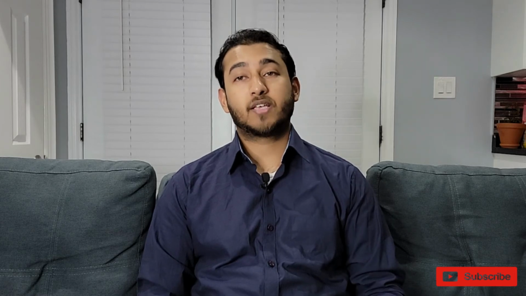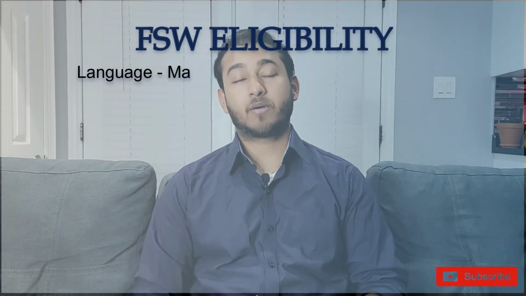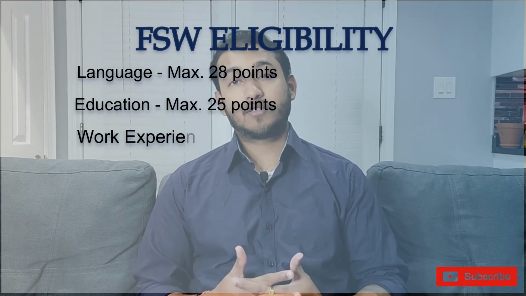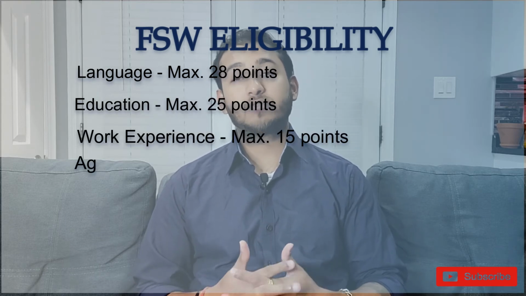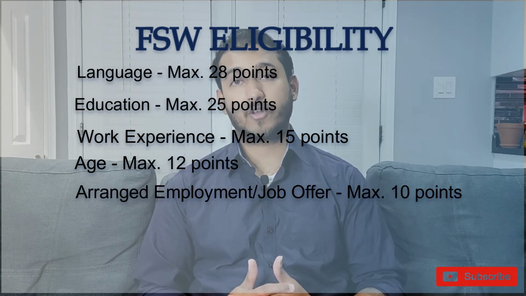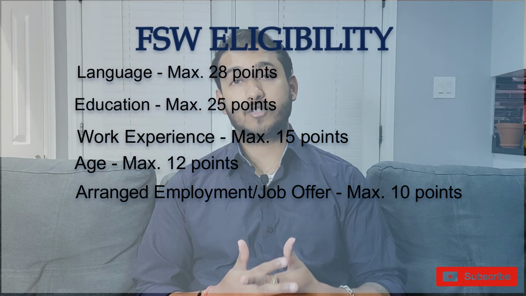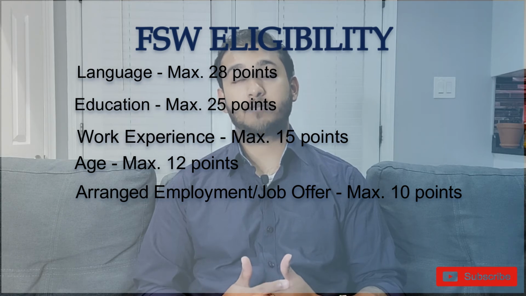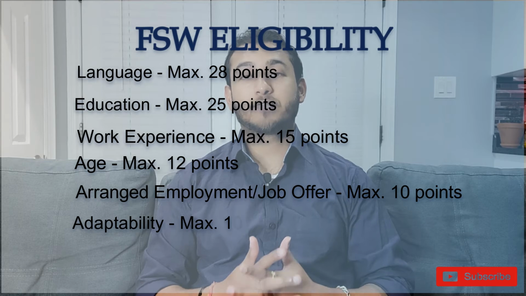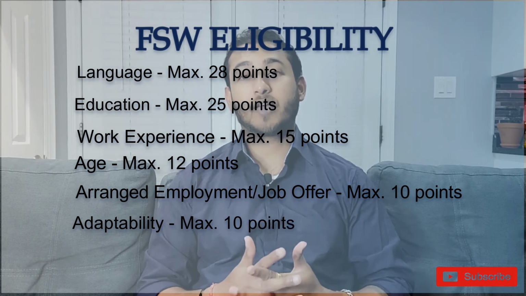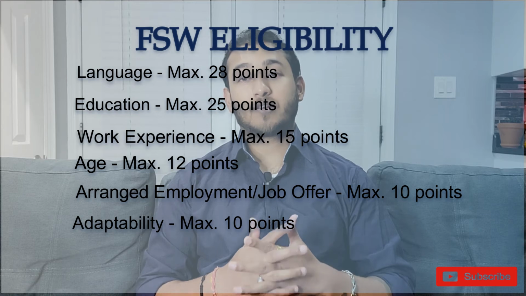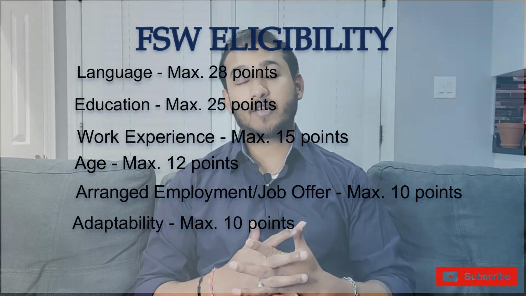These points are given out based on your language skills with a maximum of 28 points, education with a maximum of 25 points, work experience with a maximum of 15 points, age with a maximum of 12 points, and arranged employment in Canada, or you can say a valid 1-year job offer from a Canadian employer, with a maximum of 10 points. And lastly, adaptability. That is, your spouse can get a maximum of 10 extra points as well if they are able to gather any of the previous selection points we just talked about, or if you or your spouse has a relative living in Canada who is a permanent resident or a citizen.